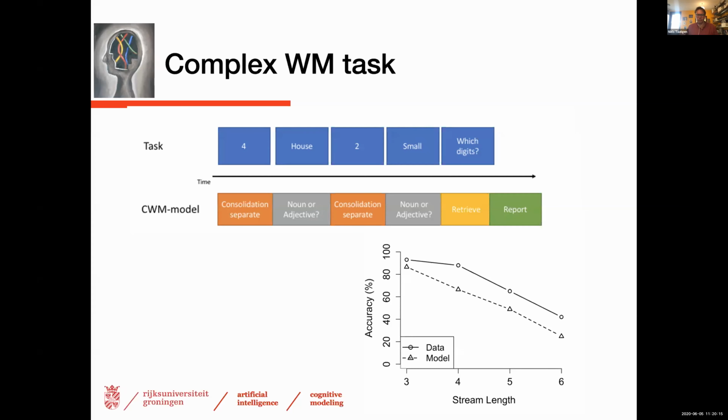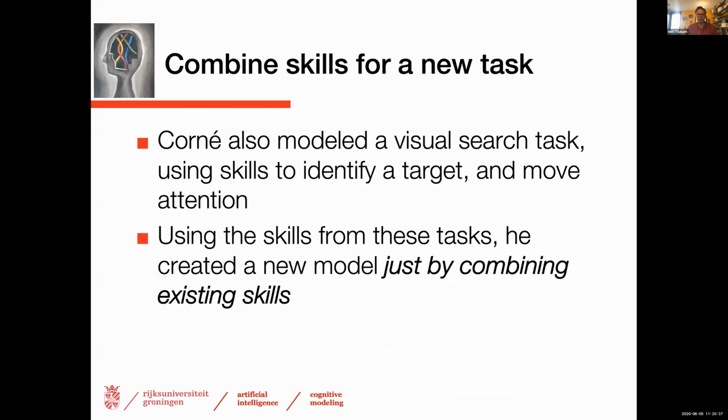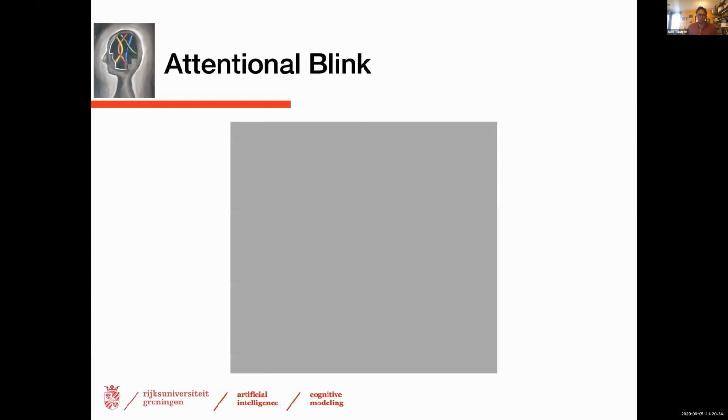Now, modeling these separate tasks was not the main purpose of this project, because the goal is to say, we've got these skills, we've built these skills, and now can we combine them in a novel way for a novel task? It turned out for the task we had in mind, we needed one more additional task, which I'm not going to go into in detail: a visual search task, where the skills are to identify targets and to move attention in the visual field. Now, what Corné subsequently did is take the skills that we have now built and use them for a new task. The task is the attentional blink.